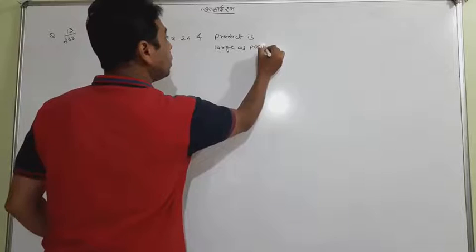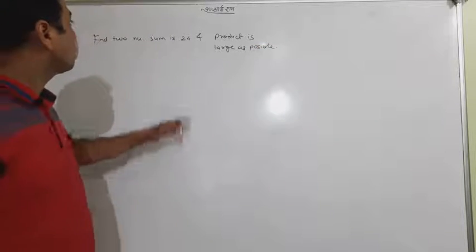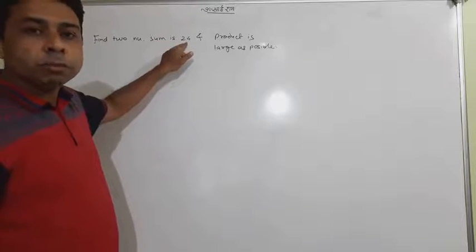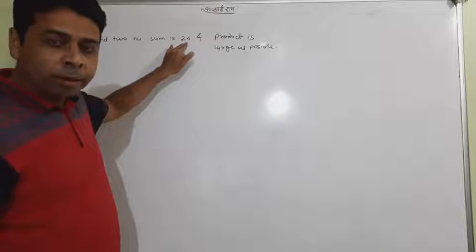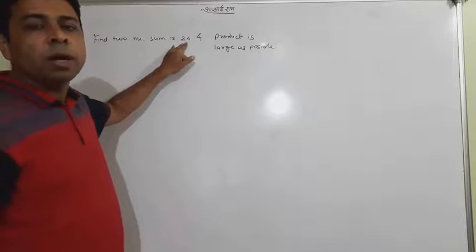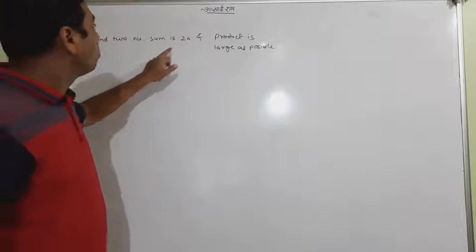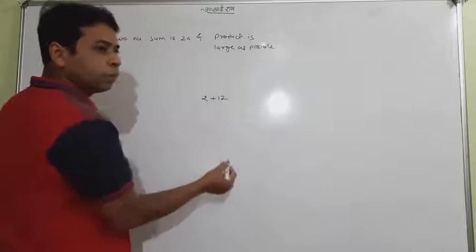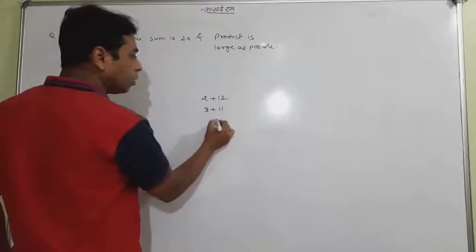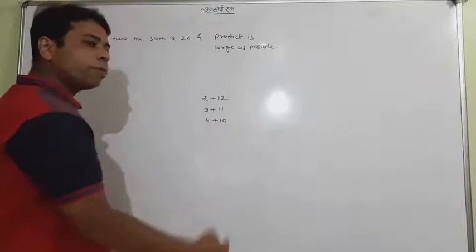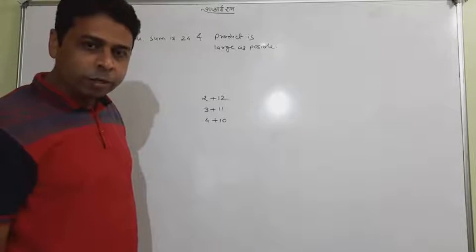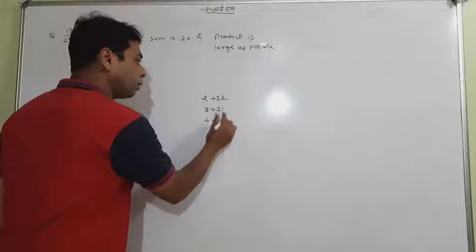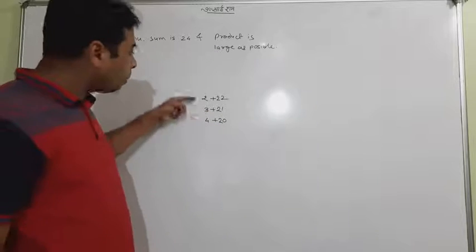Try to understand the meaning of the question. If I would ask you to find two numbers whose sum is 24, lots of possibilities may be there. By trial and error, you might have lots of options, like 2 plus 22 or 22 plus 2, or 3 plus 21 or 4 plus 20. Lots of numbers, two numbers whose sum may be 24.